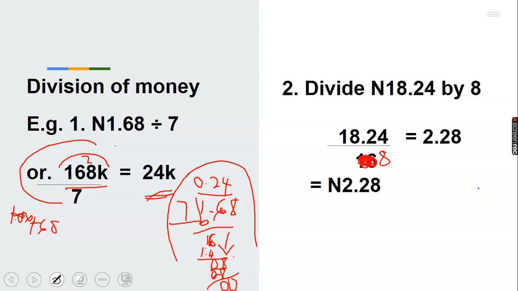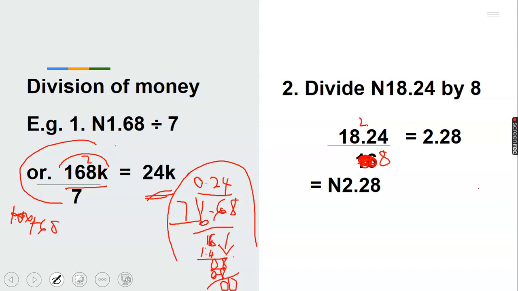Now, out of the 18, if 8 divides 18 two times, which is 16, it remains 2. We bring the 2 to this second side because there's 2 left in this naira side. So now we have 22 here. So tell me, 8 in 22 is what? That's 2 again, because that's 16. Yes, 8 in 22 is 2.